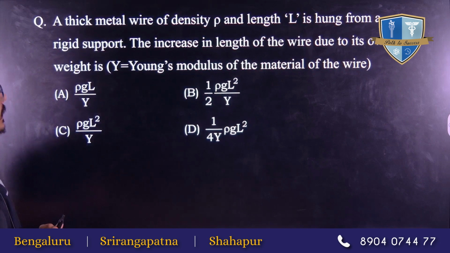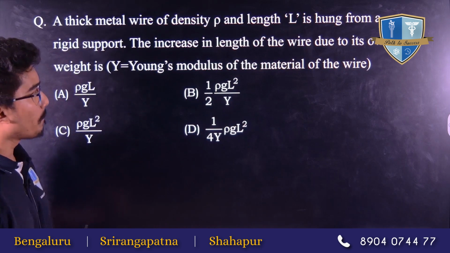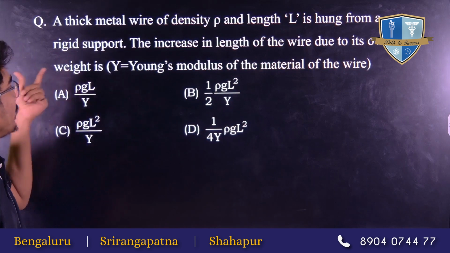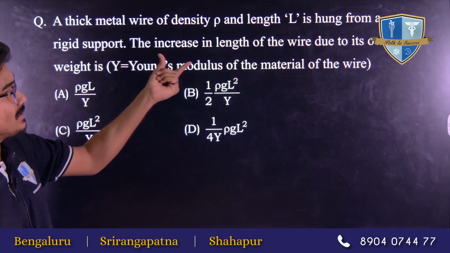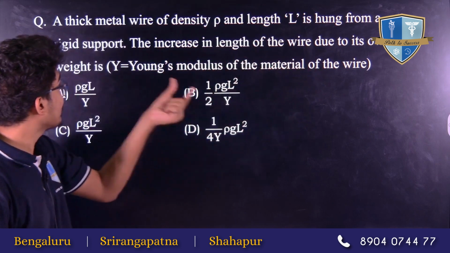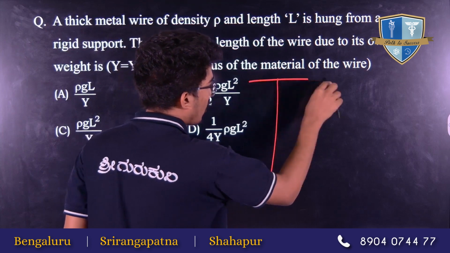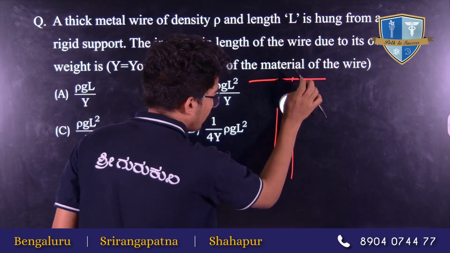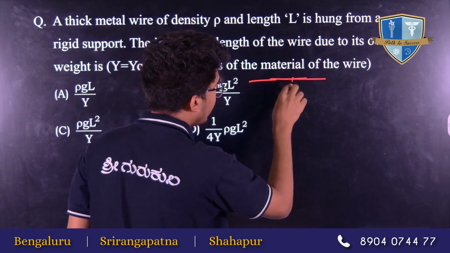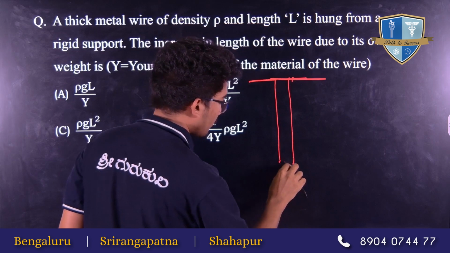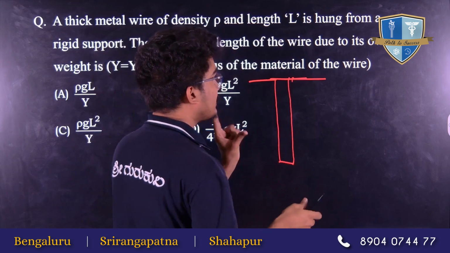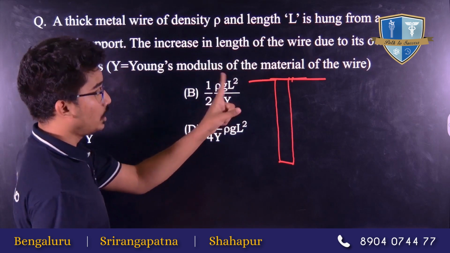A thick metal wire of density rho and length L is hanging from a rigid support. The increase in the length of the wire due to its own weight is. So this is a good question. We have a thick rod hanging from the ceiling like this, correct? So what will be its change in length due to its own weight?